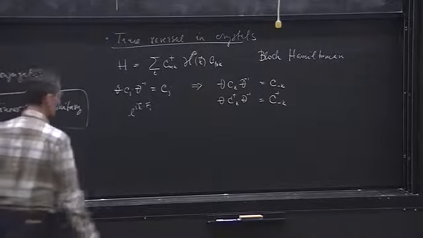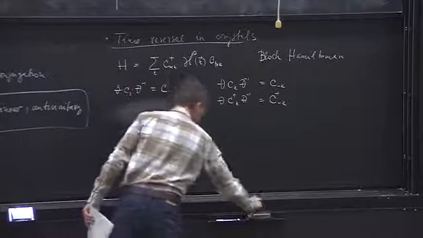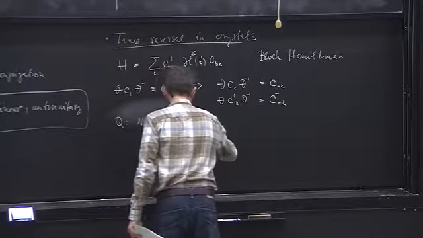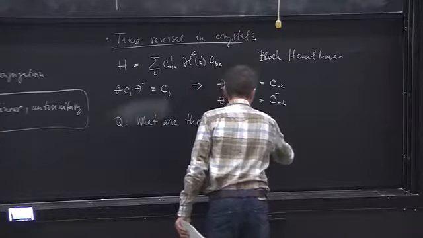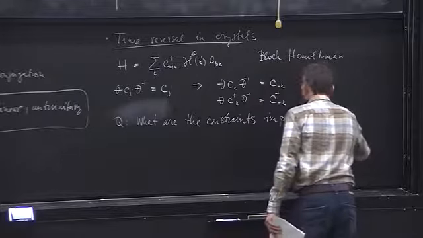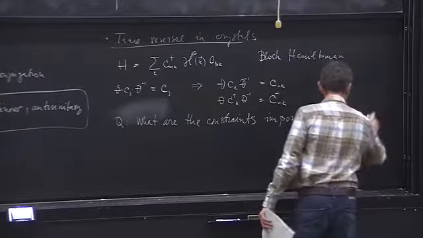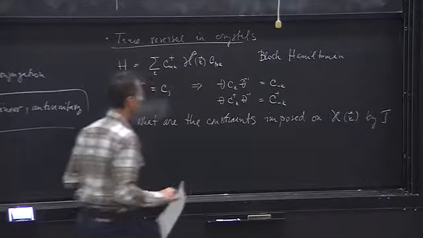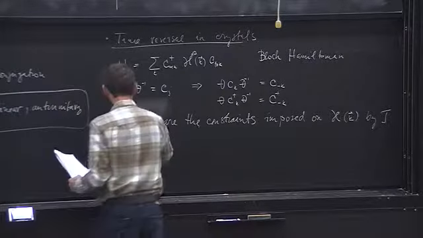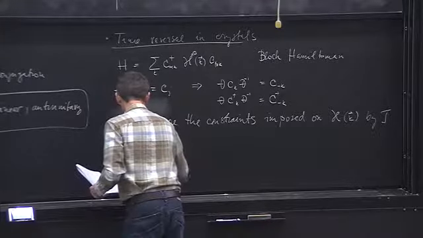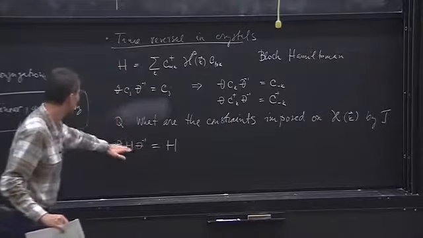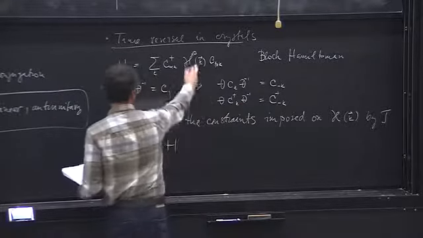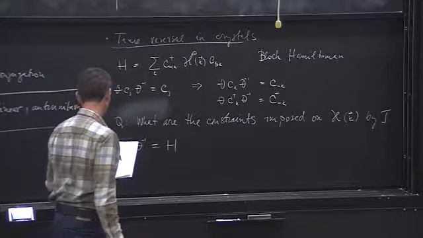Okay, so what we now want, we now want to ask the question: what are the constraints imposed on this matrix Hamiltonian in momentum space by imposing time reversal symmetry? So in other words, we insist that theta h theta minus 1 goes back to itself, right? So this full Hamiltonian we want to be time reversal invariant. And what are the constraints that this implies for h of k?